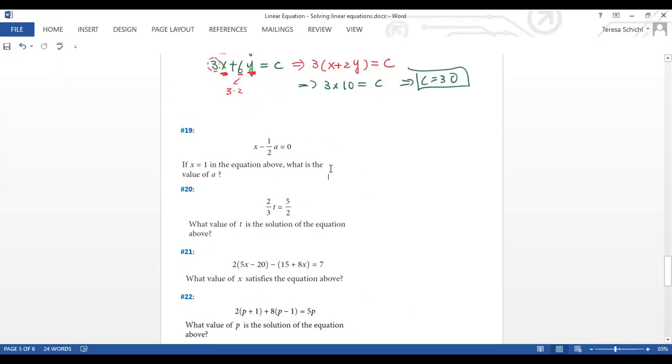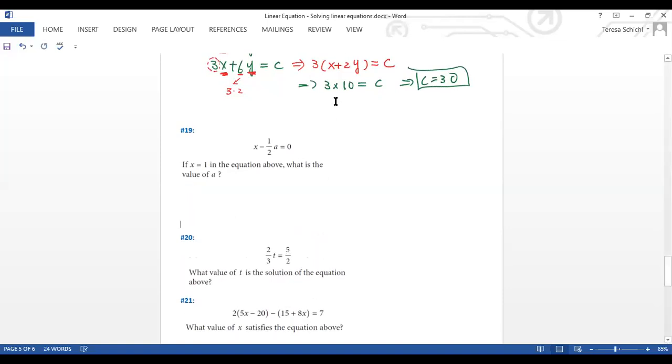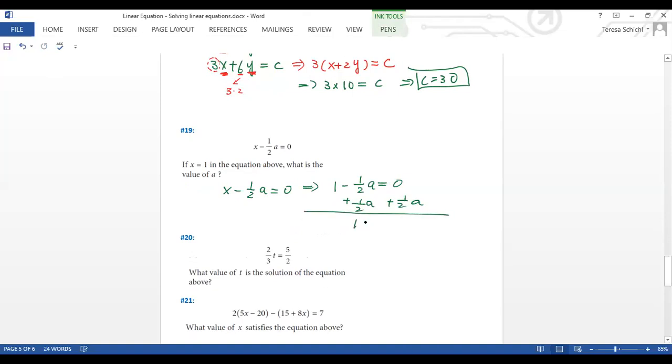Okay, let's take a look at number 19. So this one is pretty easy also. Number 19: if x equals 1 in the equation, what is the value of a? I think it's very, very straightforward. So x equals 1 means 1 minus 1/2 of a equals 0. So you add 1/2 of a to both sides, and you have 1 equal to 1/2 of a, right?